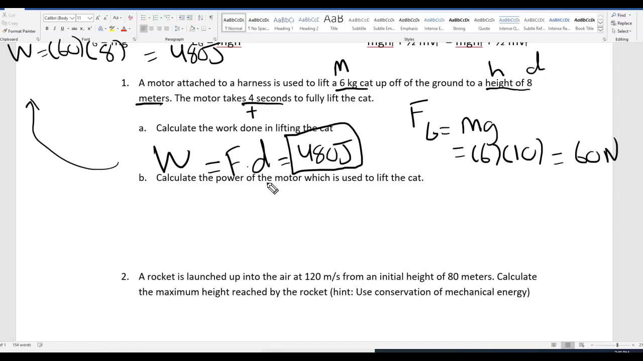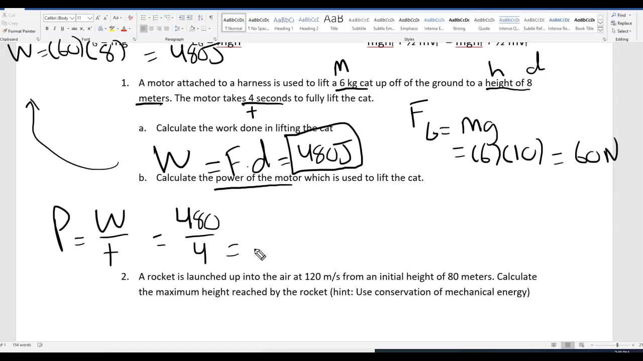1b says calculate the power of the motor, which is used to lift the cat. Well, power is work over time, right? That's how quickly energy is used up. And so that would be 480 joules, which we just found, divided by the time of 4 seconds. And so that would be 120. Remember, the unit for power is watts, capital W, not to be confused with the W for work.